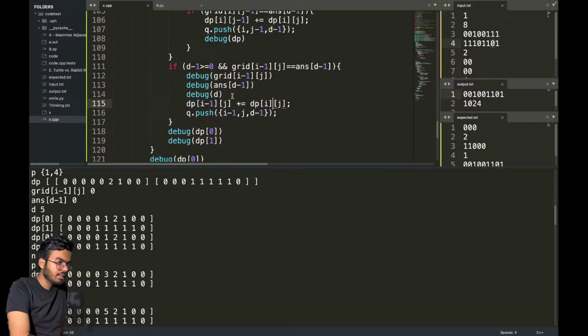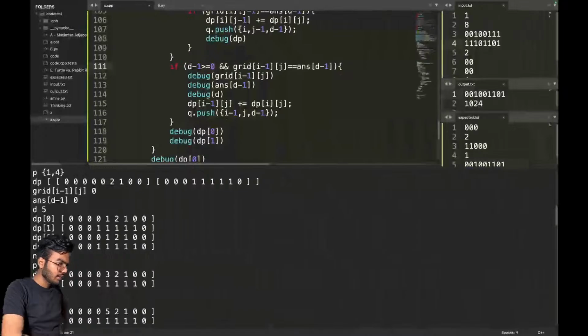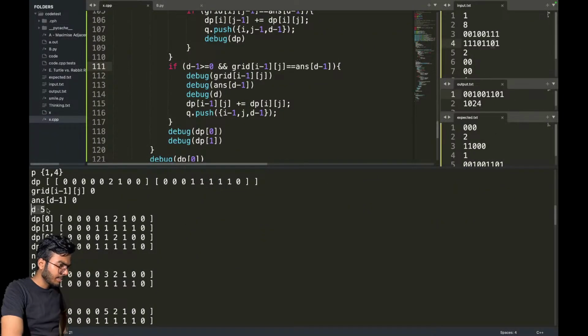So dp of I minus 1 and grid of I minus 1 should be equal to, so d minus 1 was definitely greater than or equal to 0. Yeah, that is correct. But what was the grid of I minus 1? If I'm at this position, where was I at? So 0, 1, 2, 3, 4. So I'm at depth of 4. Depth of 5.